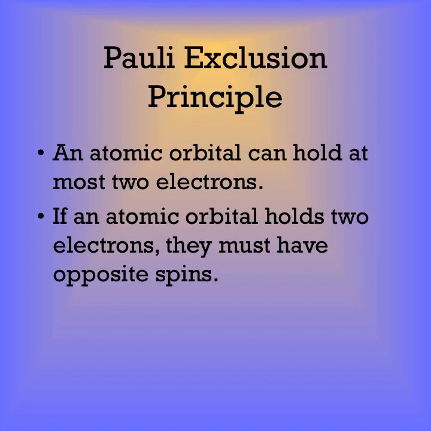The next principle is the Pauli exclusion principle. It has two components. One is that an atomic orbital can hold at most two electrons. Now, an atomic orbital, I want you to think of as the house in which electrons will reside. The second part is that if an atomic orbital happens to hold two electrons, those two electrons have to have opposite spins.